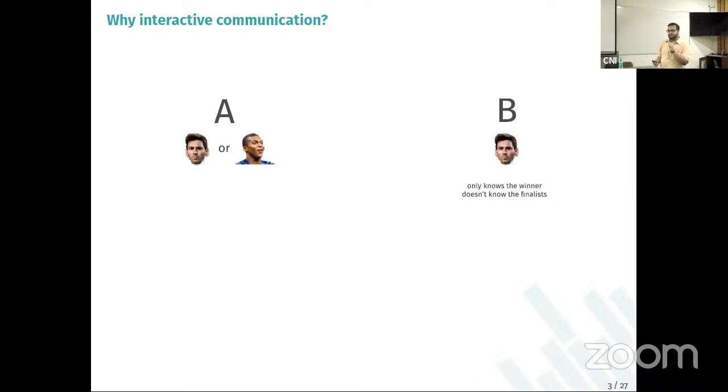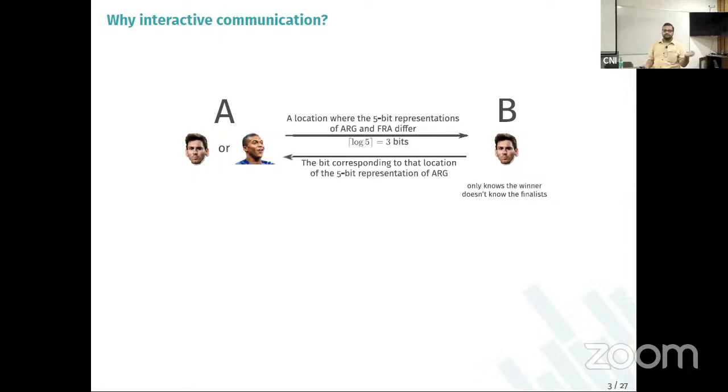But if interaction was allowed, we could do this in 4 bits of communication only. And let's see how we can do that. A knows that it's either Argentina or France. It cannot be any other team because A knows the final. So what A does is the following. She looks at the 5-bit representations of Argentina and France. There must be at least one index at which they differ. So A encodes that index and sends it to B. There are a total of 5 indices, so how many bits will we need to code that index? Well, ceiling of log 5, that's 3 bits. And what B does is simply send the bit corresponding to Argentina for that location. And from that, A immediately knows that it has to be Argentina. So this took how many? 3 plus 1, 4 bits.